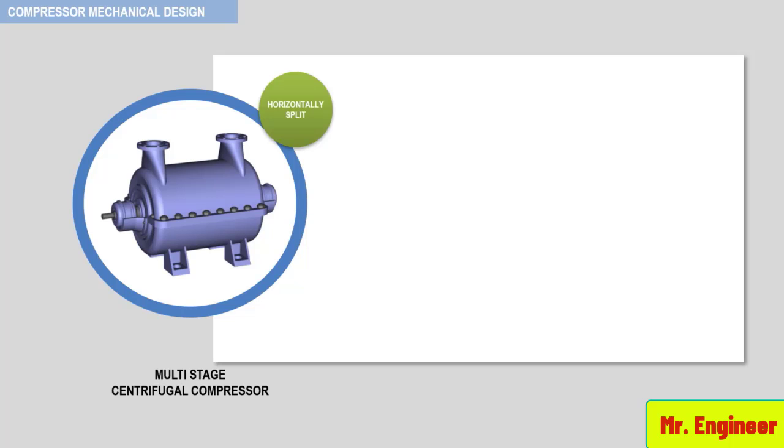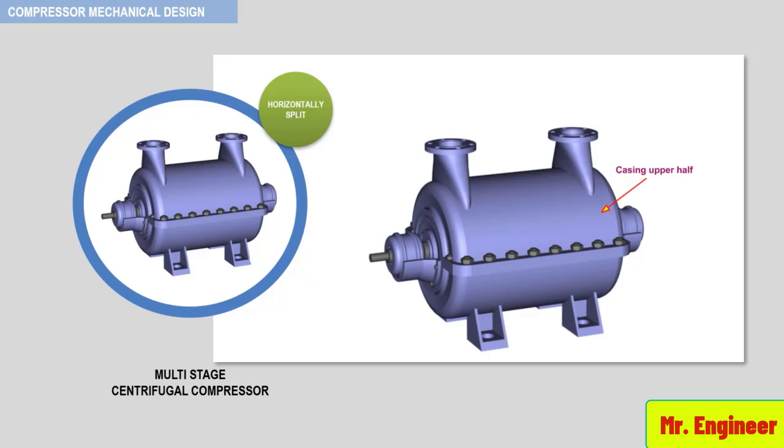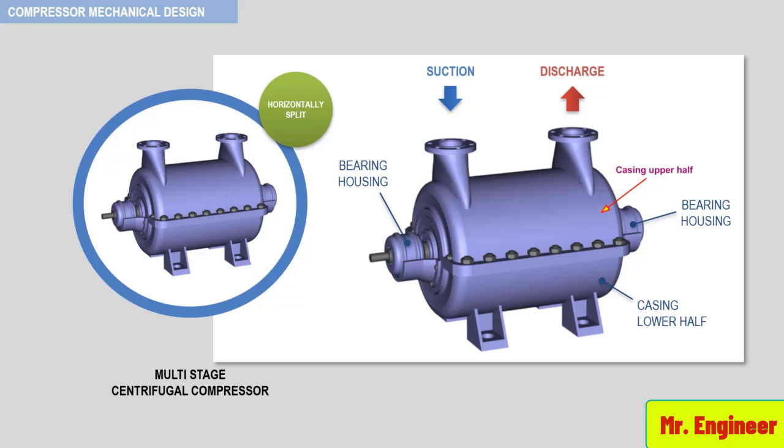A 3D model of this type of compressor is shown here. You can see the casing upper half and here the casing lower half. Here you can see the bearings, we'll cover them in detail in a later video, the suction nozzle of the compressor, and the discharge. Let's now remove the casing upper half and view the internals.